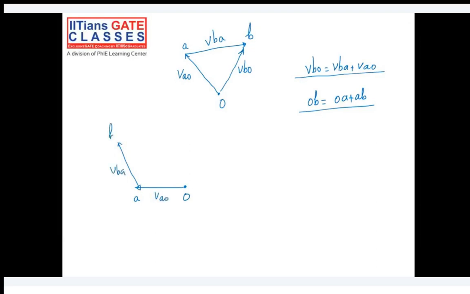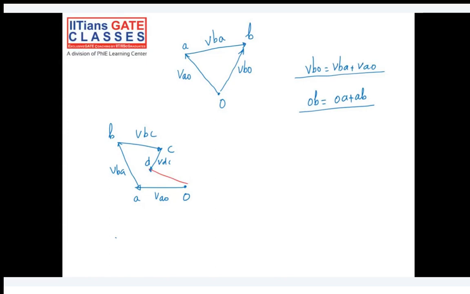For VDO and OD you can write later VDO as VAO plus VBA plus VCB plus VDC, or you can write as OA plus AB plus BC plus CD. So these are just different forms of writing it. If you add all the vectors, then the closing side of that polygon will be the resultant, but in opposite direction. I hope you might have studied this either in mechanics or maths.